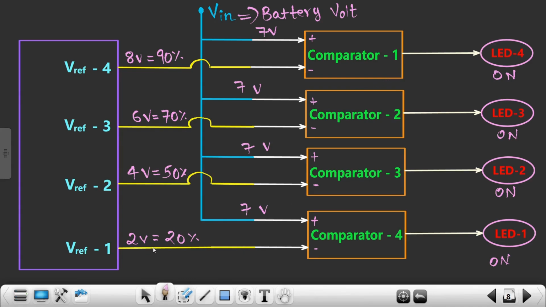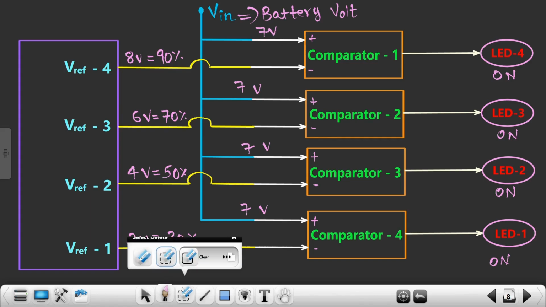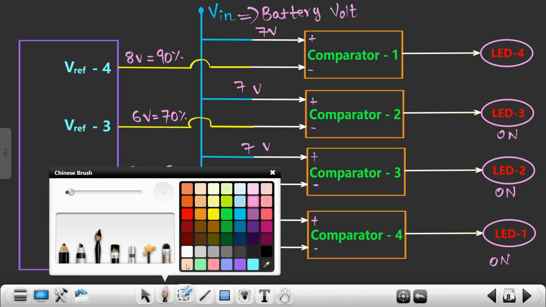You see, 7 volts is greater than 2 volts. This LED will be in on condition. 7 volts is also greater than 4 volts, so this LED will also be in on condition. 7 volts is greater than 6 volts, so this LED will be in on condition. But over here, 7 volts is less than 8 volts, so this LED will remain in off condition.